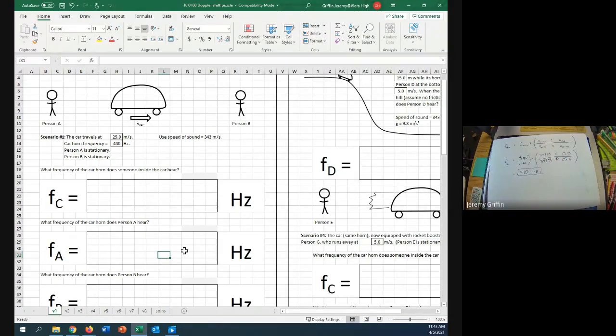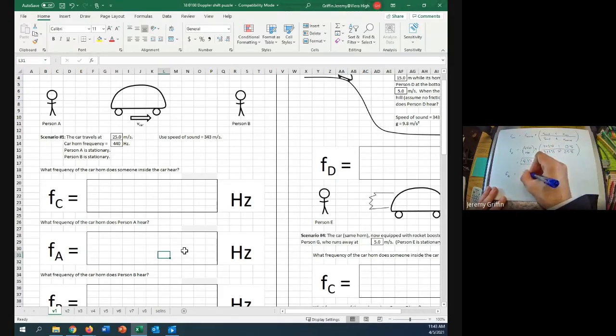So for person B, wouldn't the only difference be that the car is headed towards the person? So should I just swap out the plus with the minus? And that's it. So I'll go 440 hertz times 343 meters per second over 343 minus 25 meters per second.